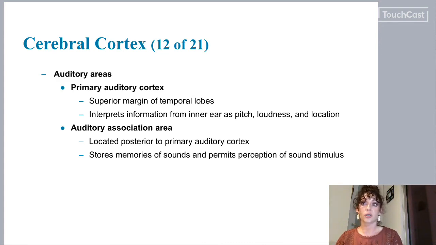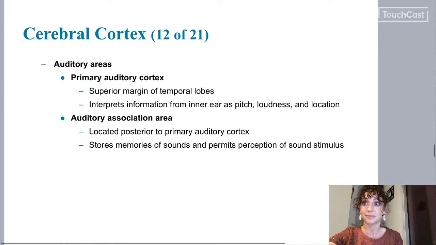The auditory association area is located just behind that, and it stores memories of sounds, permits perception of a sound stimulus. I'm sure each of you, there's a sound that you hear and you automatically connect it to some kind of a memory, whether that's good or bad. So I know for a lot of us, that's the sound of the alarm going off in the morning.